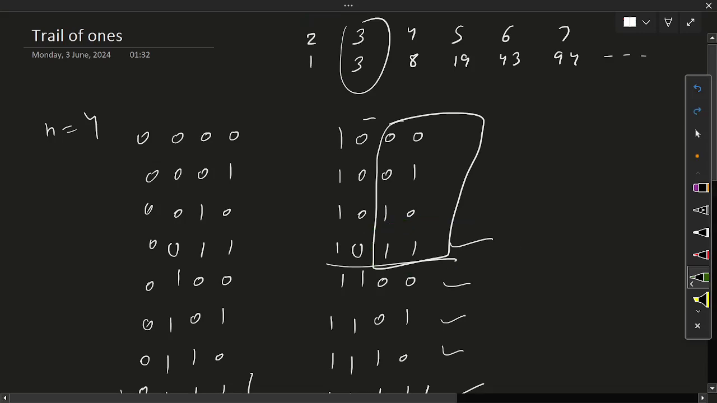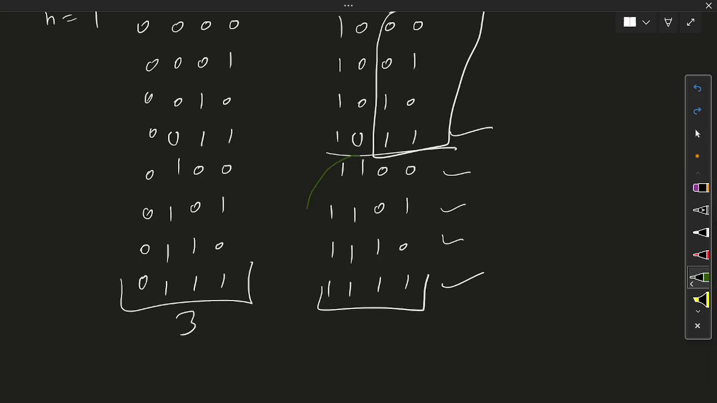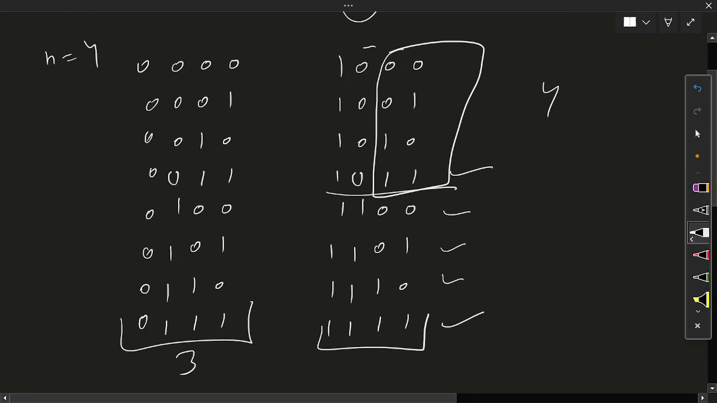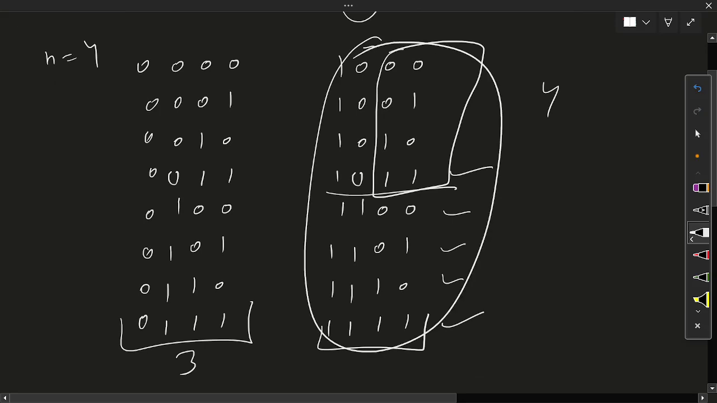So 1 here. Now the consecutive ones for 3, I have written 1 in front of them. This is a set of 3, and I have written 1 in front of them. So just check how many consecutive ones there are. So I have divided this area in half. For value 4, I have divided the area in half.